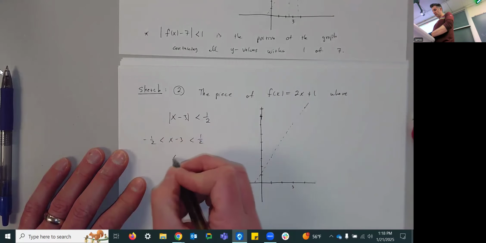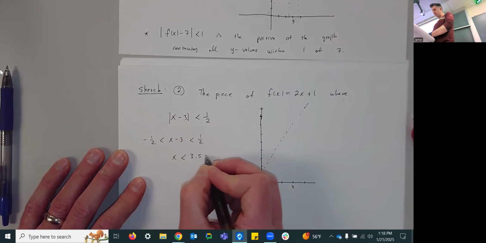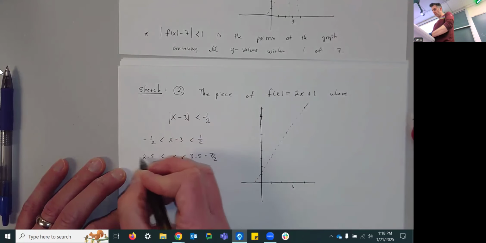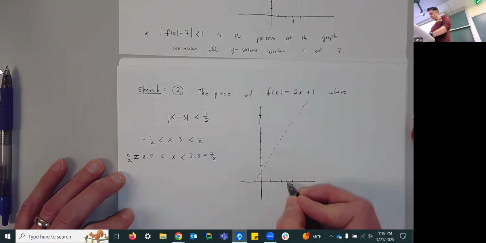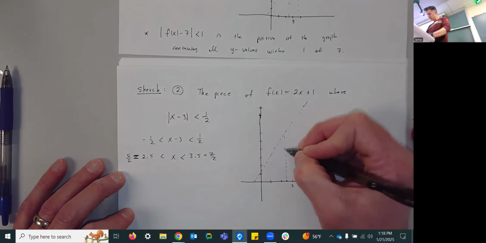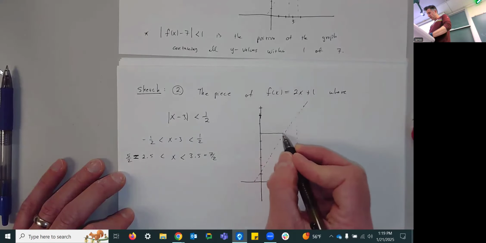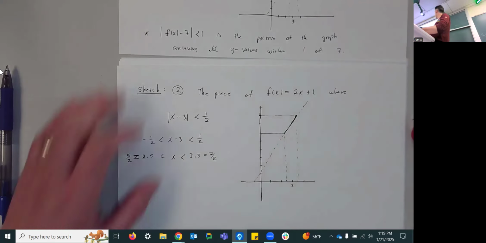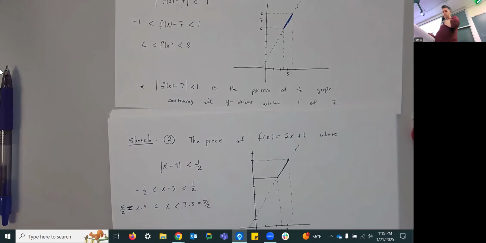We add 3 to both sides, all sides. X is less than 3.5, or 7/2 if you prefer. X is bigger than 3 minus 1/2, which is 2.5, or 5/2 if you prefer. So we're between here and here. And if we kind of go up this way, what we're going to see is that we get the same piece of the graph that we had before. I know I've not drawn it perfectly, but it looks pretty similar.